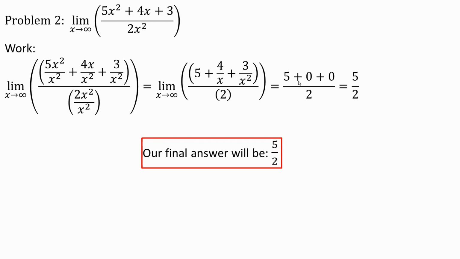So we get 5 plus 0 plus 0, because if you put infinity or a very big number here, you get 0. So our final answer will be 5 divided by 2. But you could have used the shortcut method and you would have gotten 5x squared divided by 2x squared, simplified, and get 5 divided by 2.